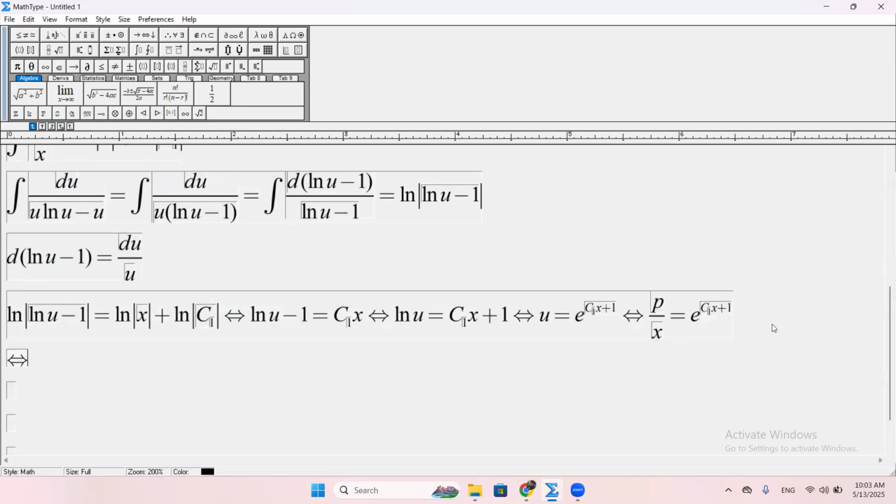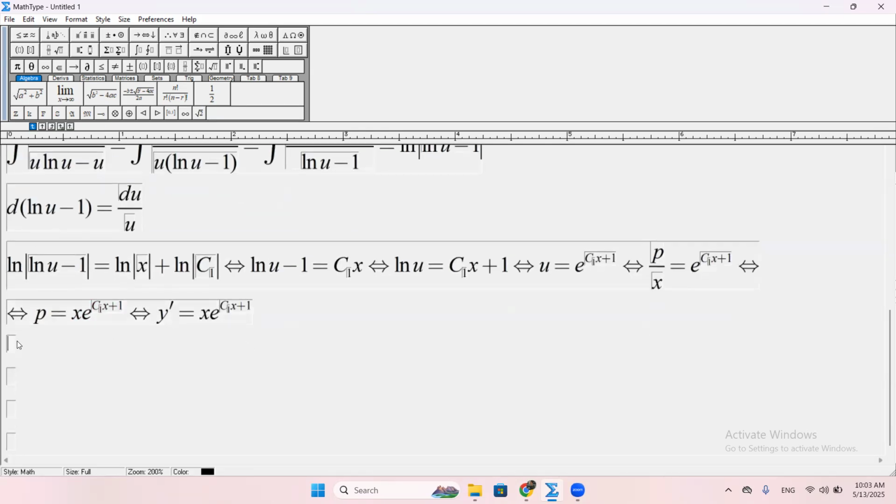Then p will be equal to x multiplied by exponent. And now returning to variable y, y prime equals this expression. And how to find y? Just integrate this x multiplied by exponent. So let's start, let's integrate it, integrating by parts.